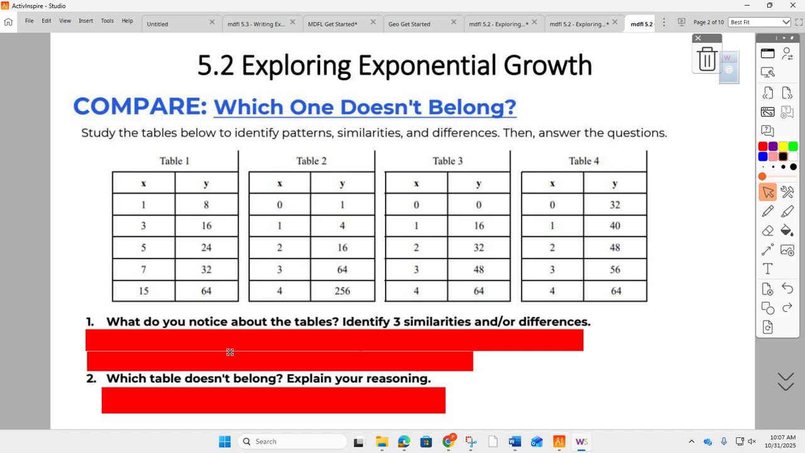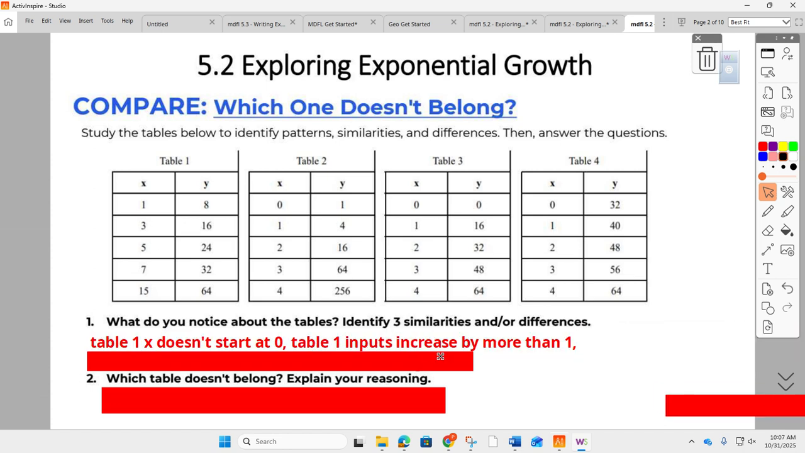So one thing, a couple of things. Table 1, X doesn't start at 0. Table 1, the inputs increase by more than 1. I don't care which things you put there. Put 2 things, whatever you thought of if you want. But this is the one I want us to really pay attention to. Table 2 doesn't have a constant rate of change. Remember, linear equations have a constant rate of change. The y's increase by the same amount as long as the x's are increasing by the same amount.